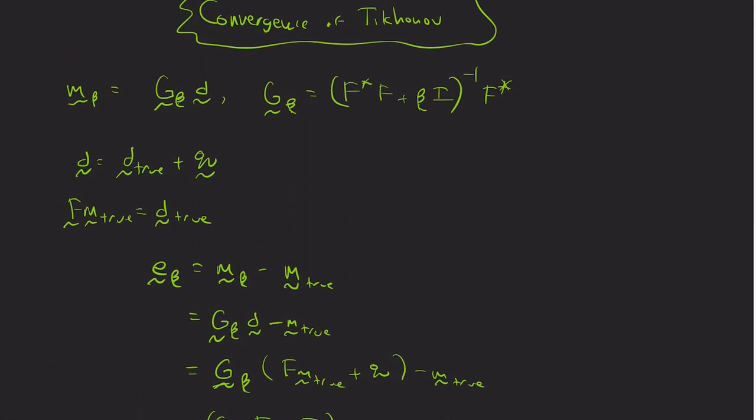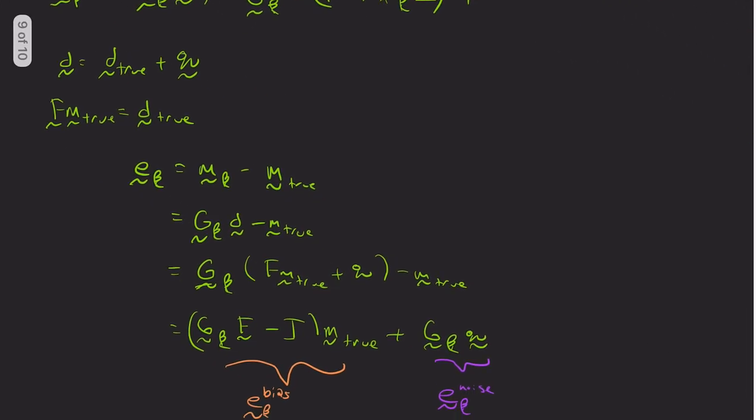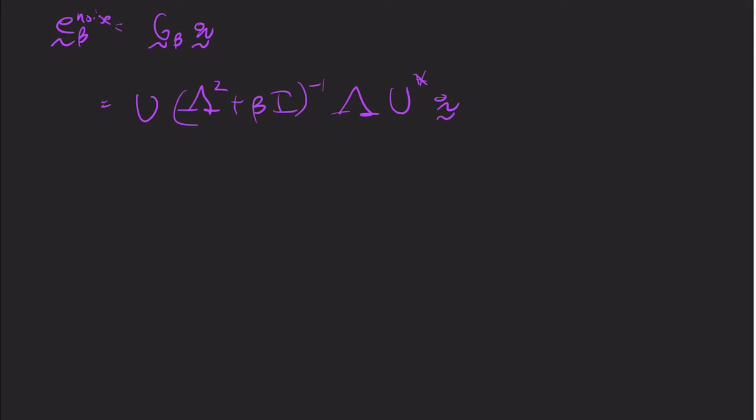So then let's move on to the noise component. That component's pretty easy to deal with. It's pretty clear that it goes to 0 as the regularization parameter goes to 0. So E beta noise is G beta eta. And so this is equal to U lambda squared plus beta I inverse lambda U star eta, which is the sum.